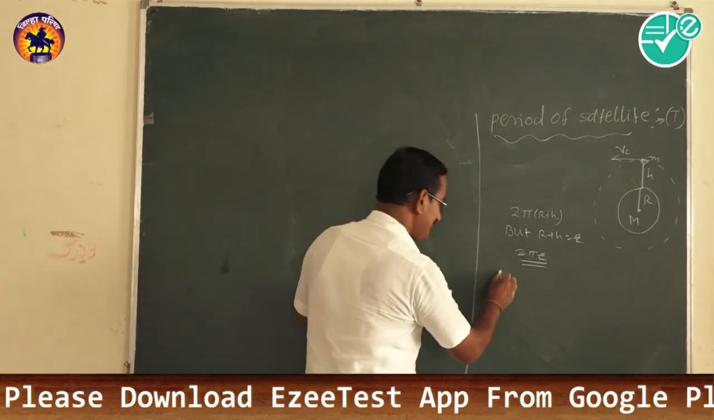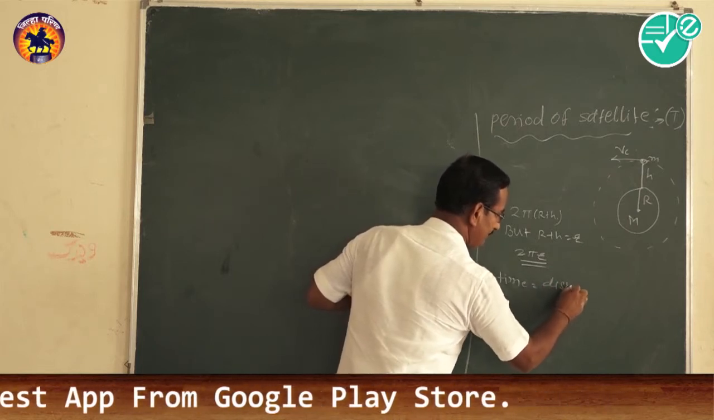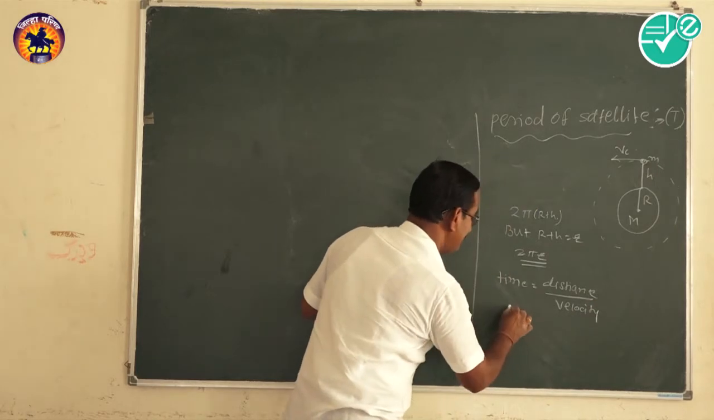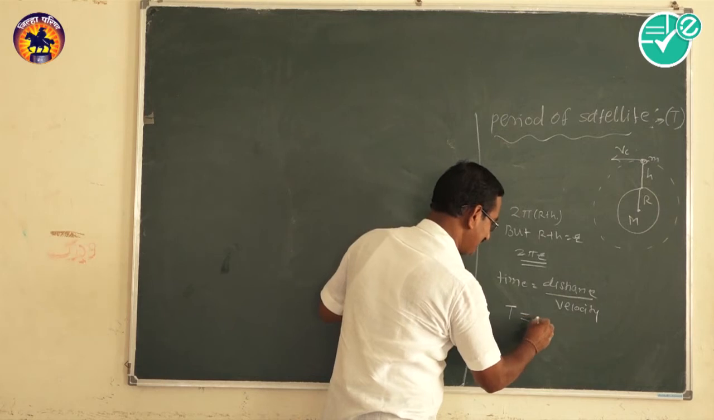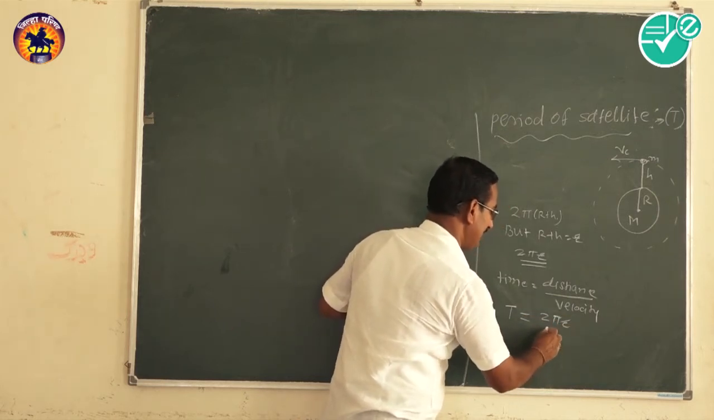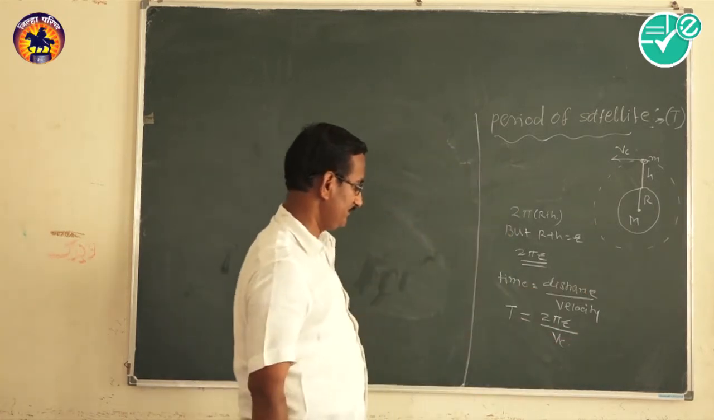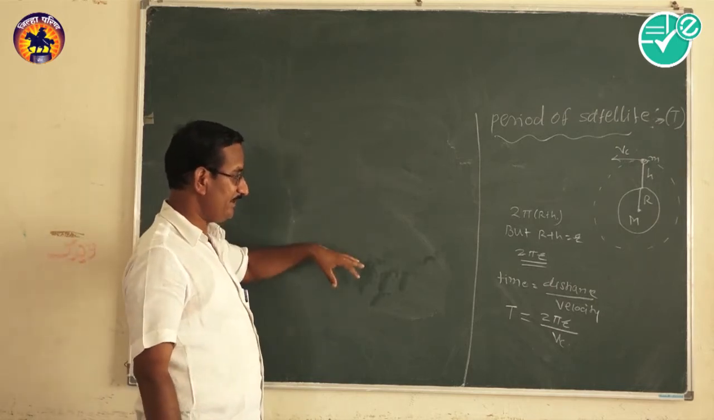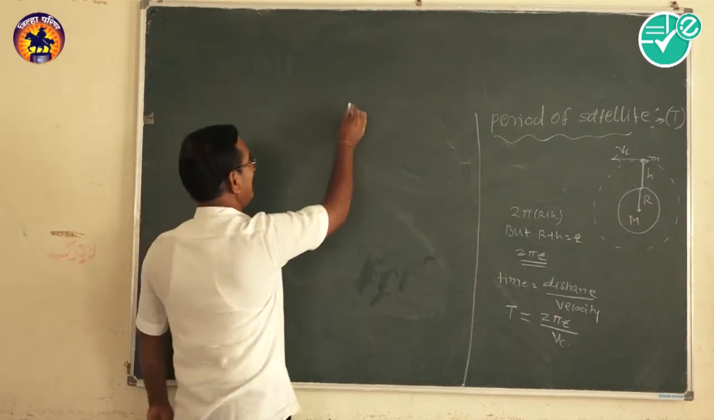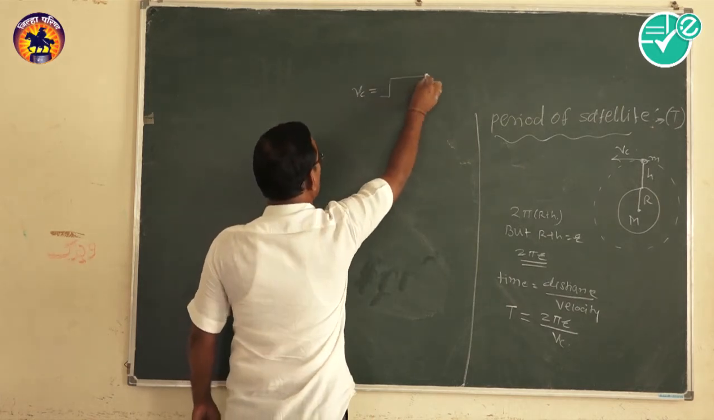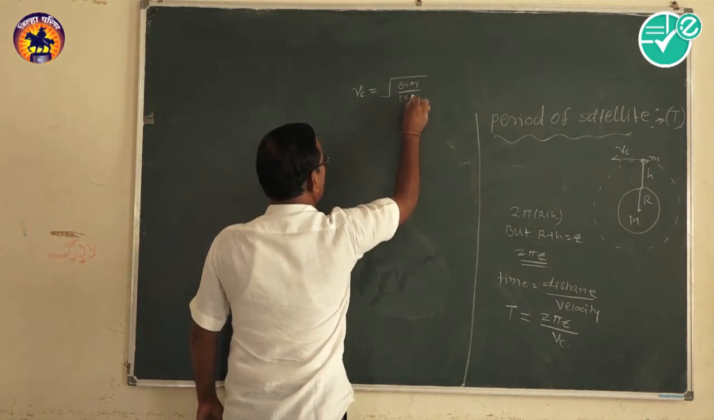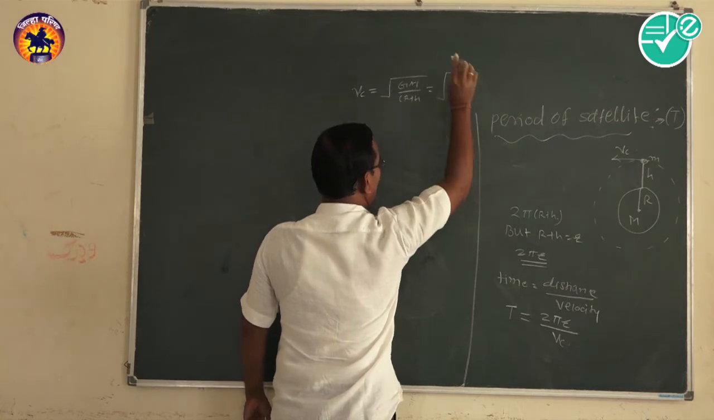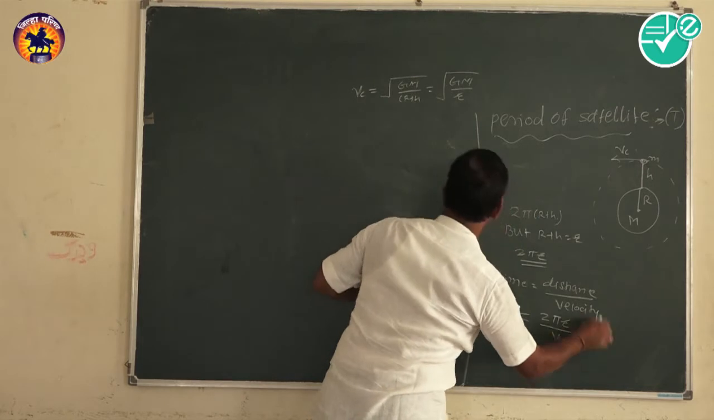But we know that time is equal to distance upon velocity. That time is capital T, the period of satellite. The distance covered by the satellite in one complete revolution is twice pi r, and the velocity is vc. We know the expression for the critical velocity of the orbiting satellite at height h: vc is equal to under root G capital M upon R plus h, that is equal to under root capital G capital M upon small r.